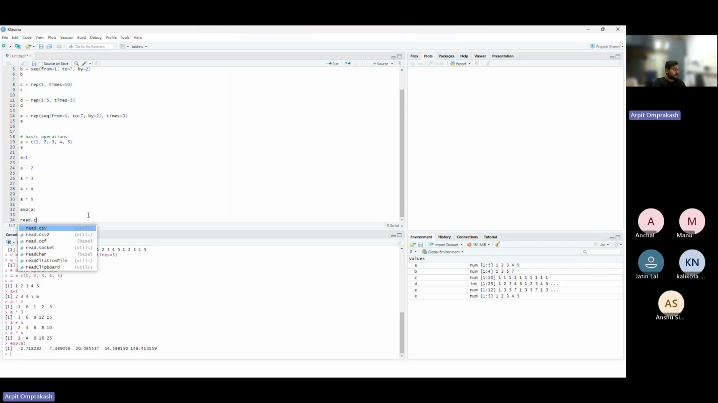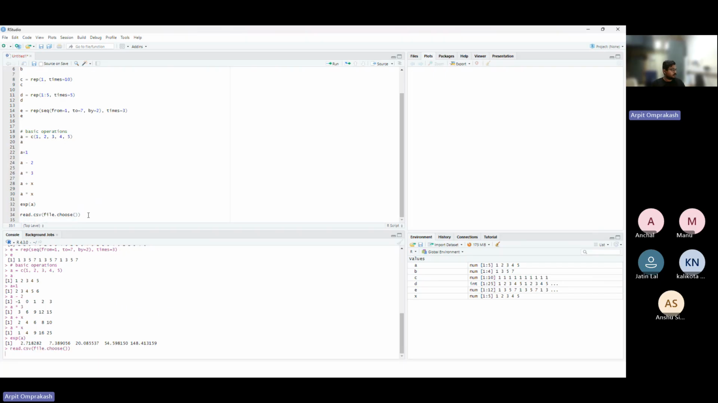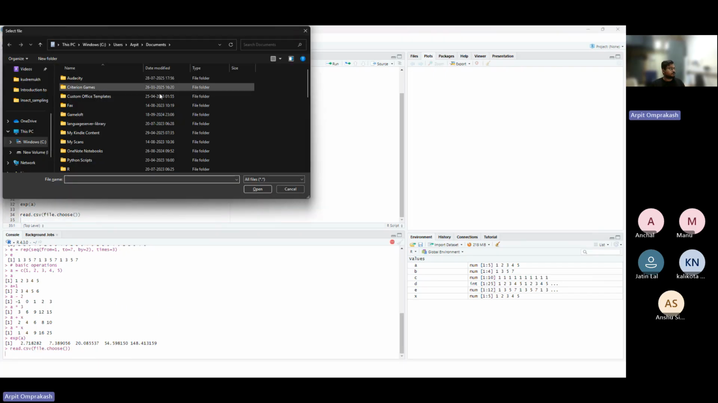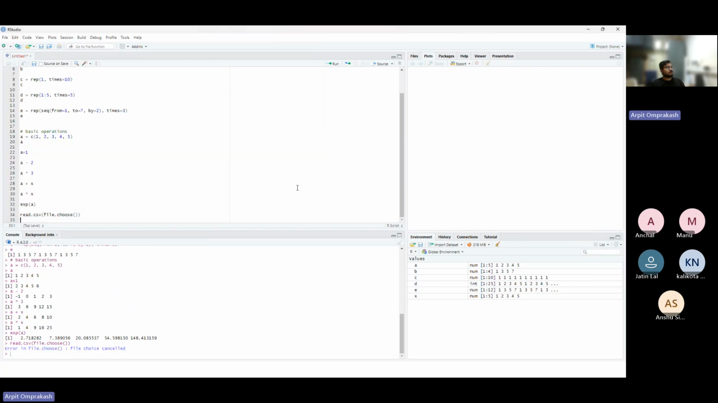So read.csv, file.choose, and if I run this, it opens up a window from where we can choose the file to open.